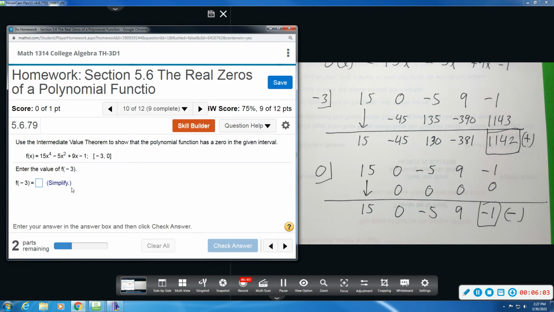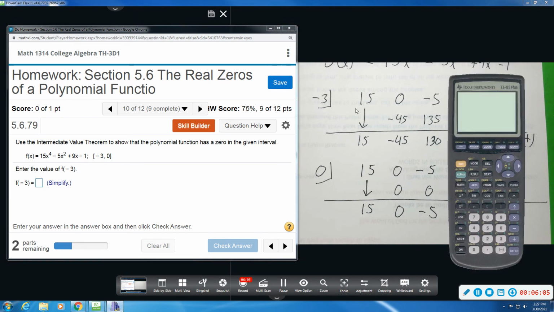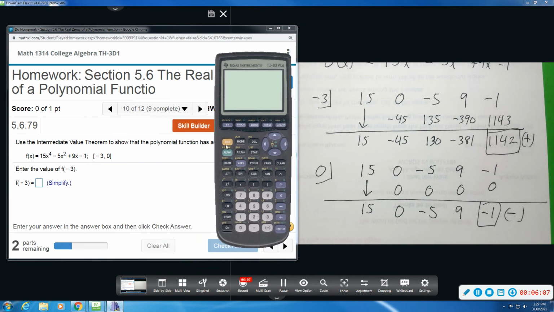Now, I also want to graph it. I want to show the results in the graphing calculator. Just speeds up the process a lot faster. I'm going to go to y equal. I'm going to clear out what we have, and I'm going to type the 15x raised to the 4th minus 5x raised to the 2nd, and then plus 9x and minus 1.